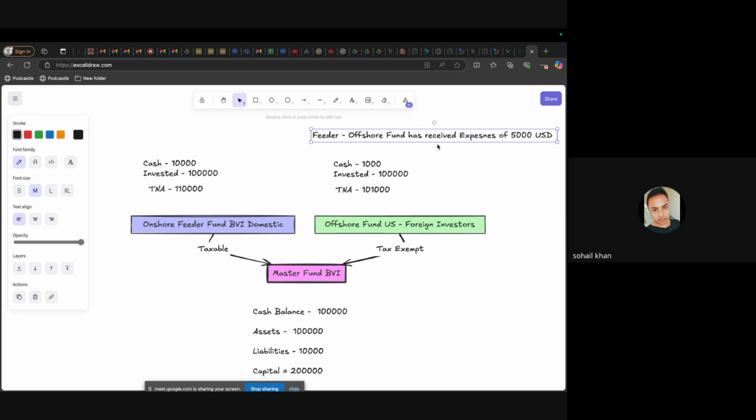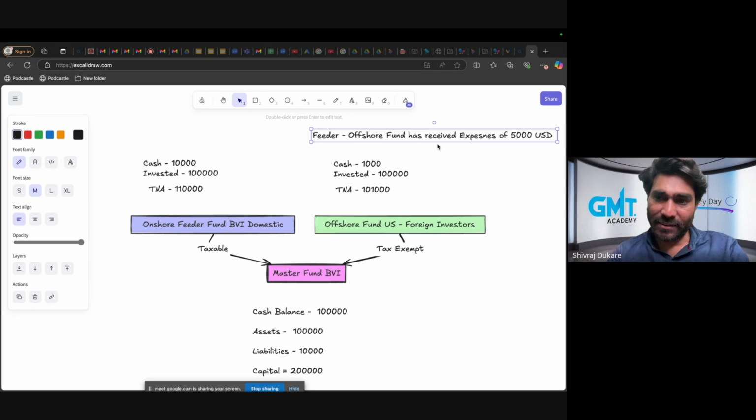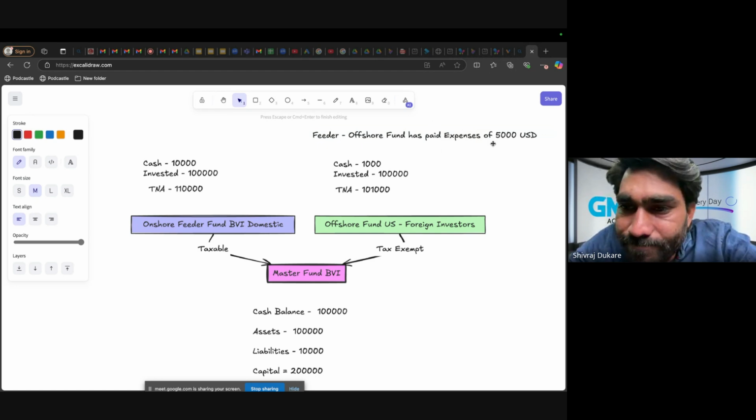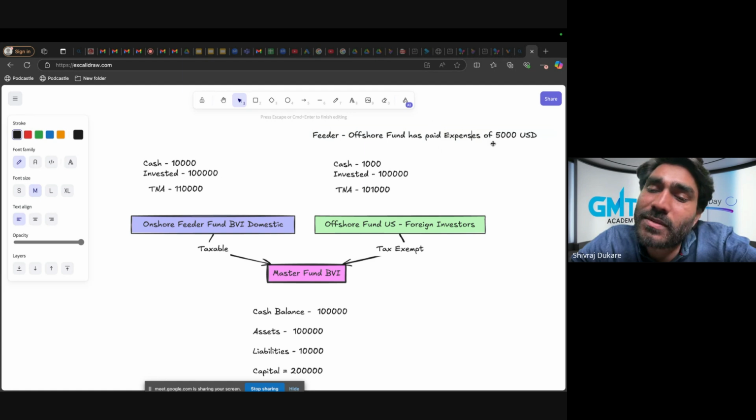Shiraz, can you repeat your question, because I had some internet issue. The offshore US fund has paid expenses of 5,000 USD. Received means it paid it, basically. But in reality, the offshore fund has only 1,000 USD balance available. So how has the feeder fund, meaning the offshore fund, paid the 5,000 USD payment?